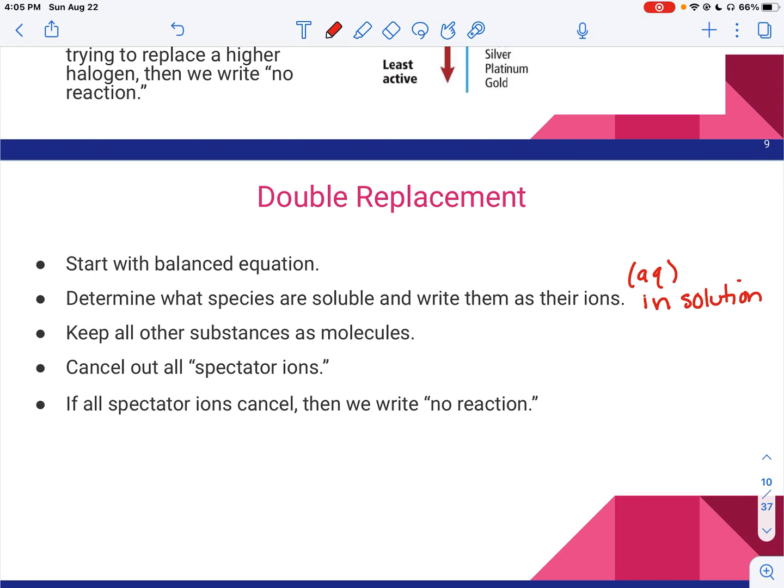So that means anything that's insoluble, or anything that's solid, liquid, gas. Okay? So keep all other substances as molecules. Once you've done the dissociation, you can cancel out what we call spectator ions, and I'll explain what that means. And then if all of the spectator ions cancel, we write no reaction. So that's where a double replacement would have no reaction, if all of the spectator ions canceled.